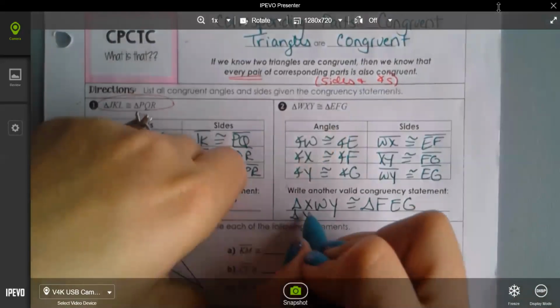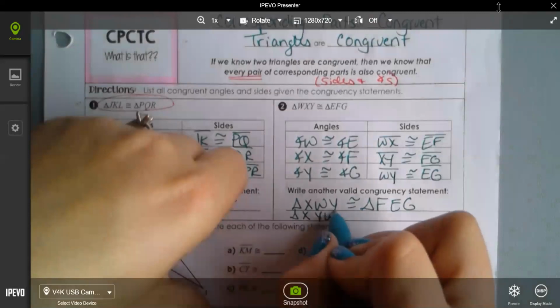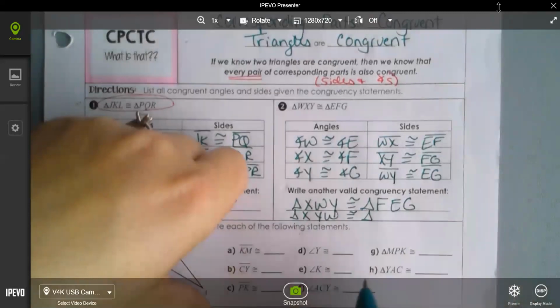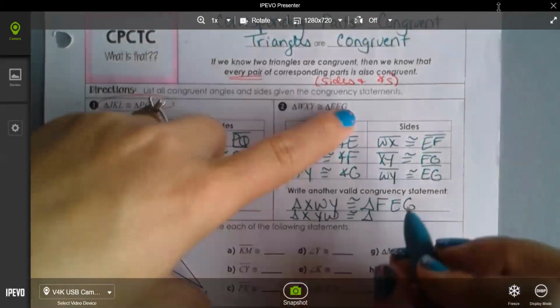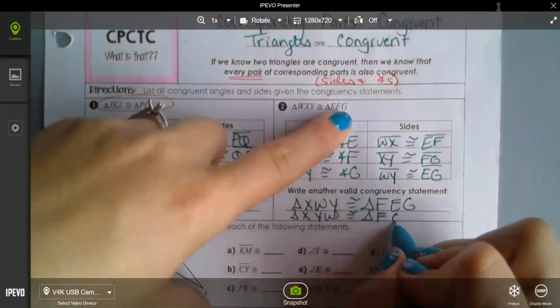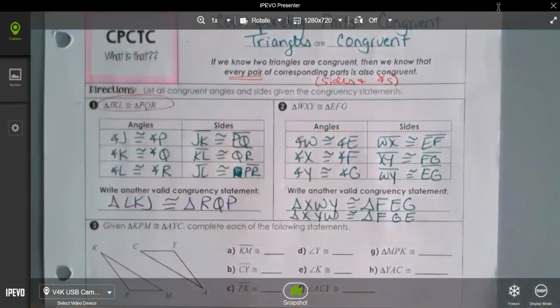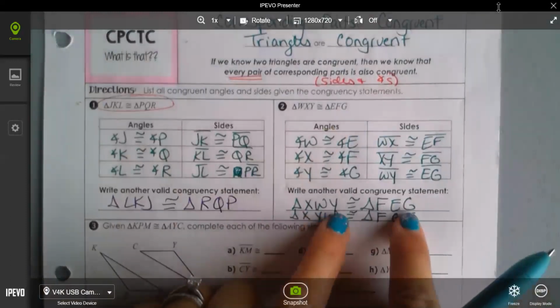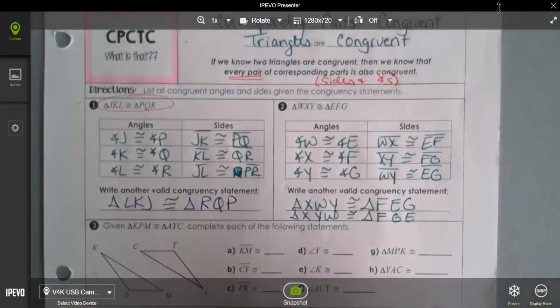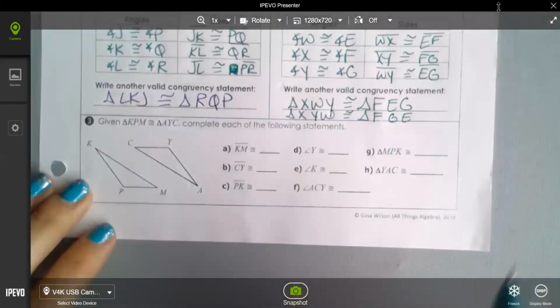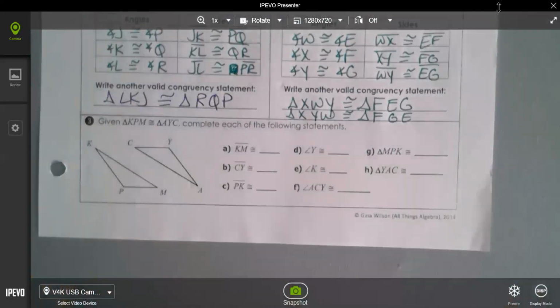Maybe you did X, Y, W. If you did X, Y, W, then you'd have to do F, G, E. So you have to look at your own statement and make sure that your letters are still matching up. You have to make sure that you did everything in the correct order.